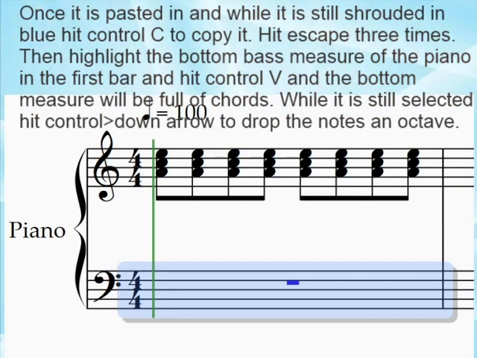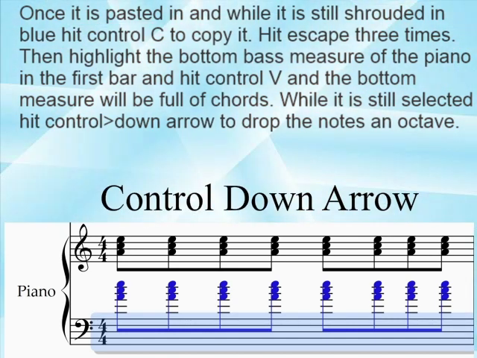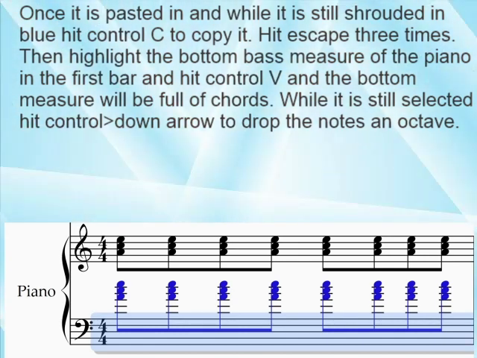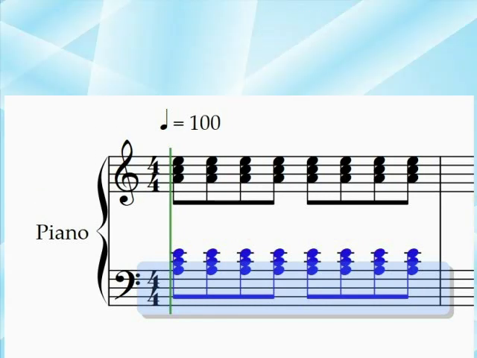Then highlight the bottom bass measure of the piano in the first bar and hit Ctrl V, and the bottom measure will be full of chords. While it is still selected, hit Ctrl down arrow to drop the notes an octave. Down arrow will move notes down one space. Ctrl down arrow will move notes down a whole octave.